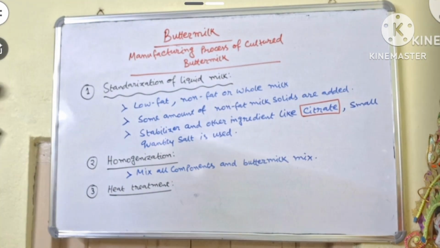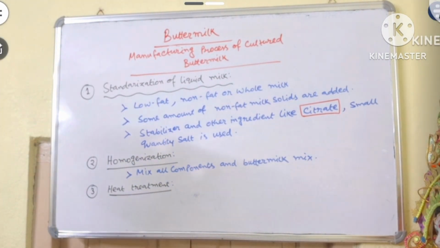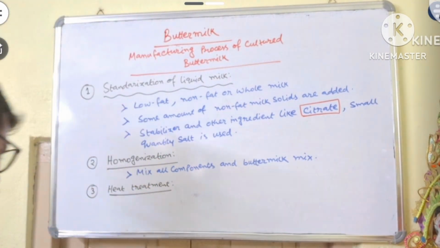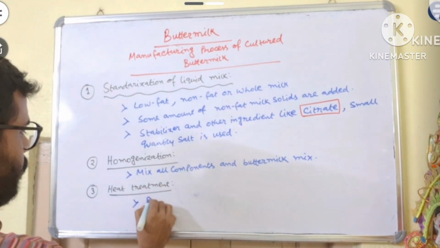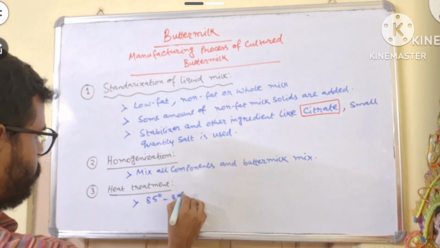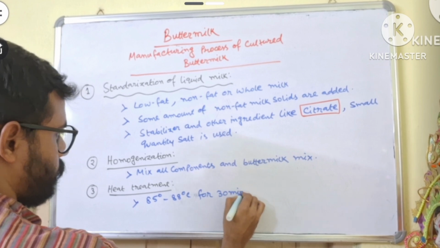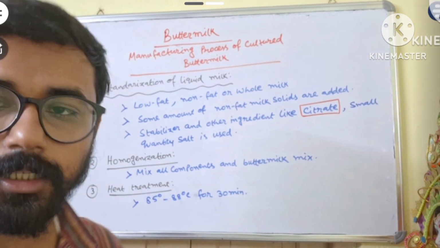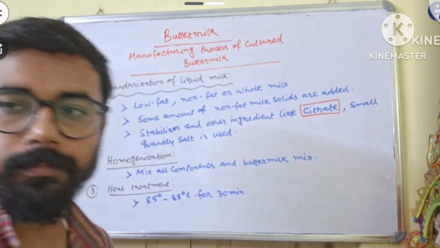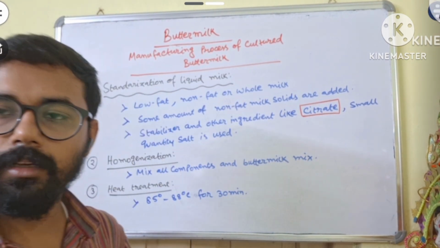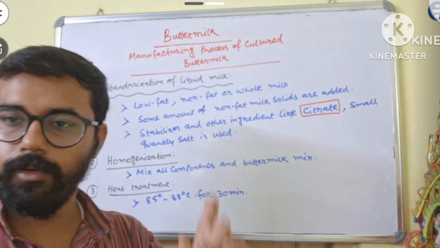Clear? And after that, step three is the heat treatment. The third step is heat treatment, and the temperature used is 85 to 88 degrees centigrade for 30 minutes. This temperature and time are also used in the case of yogurt manufacturing. Remember that. Check the previous yogurt manufacturing step, we used the same heat and the same time duration.